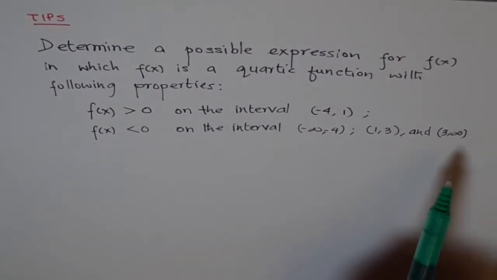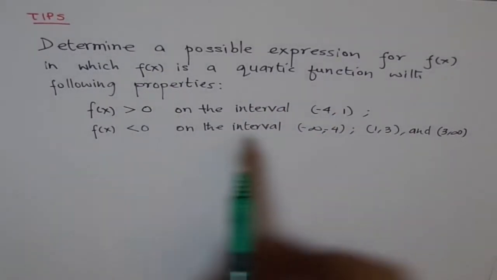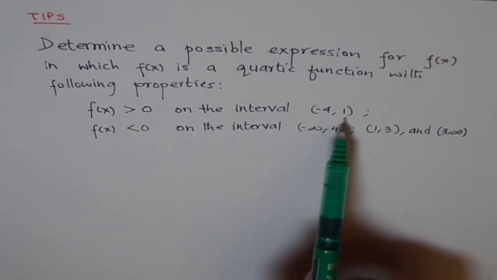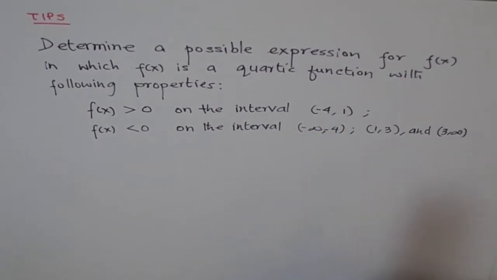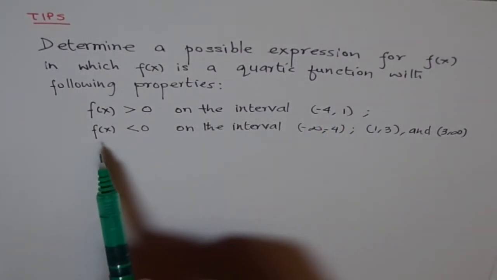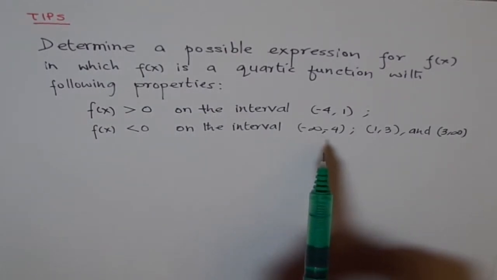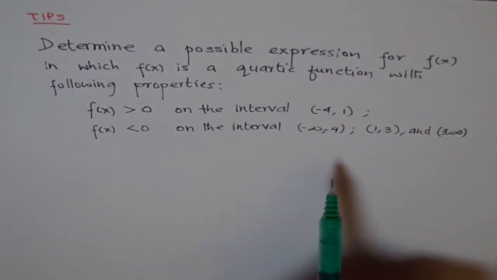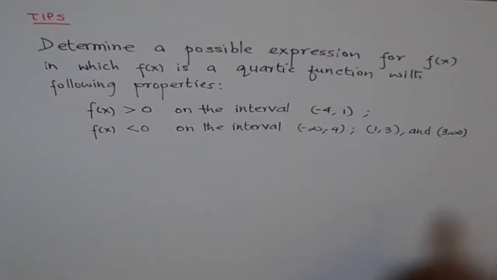Correct? Let's try to understand this problem. First, we need a quartic function. And what is happening to this quartic function? It is positive only in the interval -4 to 1. Those points are not included, so at those points we could have 0, okay? And it is negative in the interval from -infinity to -4, from 1 to 3, and from 3 to infinity. It makes it clear that at -4, 1, and 3, we have a 0, correct?